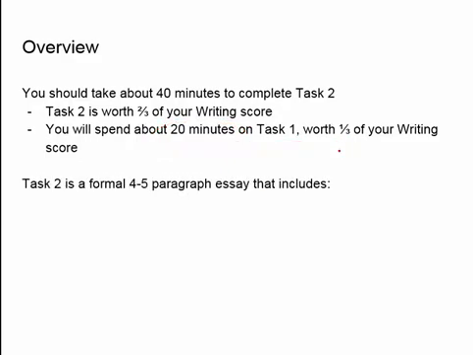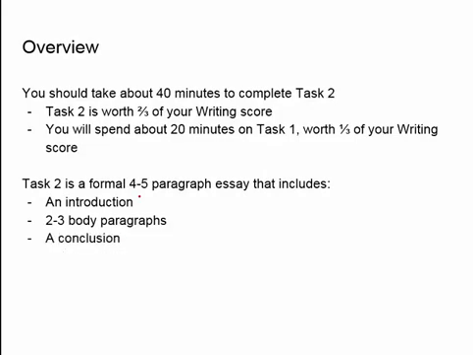Task 2 is a 4 to 5 paragraph essay. So it's a formal essay, which means that it's going to include things like an introduction, 2 to 3 body paragraphs, and a conclusion. We will also have full lessons on writing introductions, body paragraphs, and conclusions, so you know how to do that very well before you take the exam.